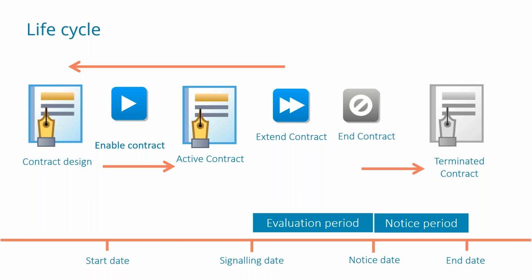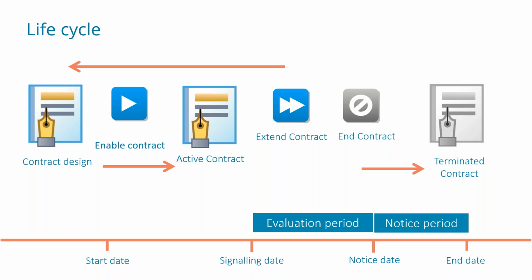So to begin with, we have our contract design that we've enabled, which is now in the active contract phase. We can then offer a signaling date where we may want to begin an evaluation period of these services. So this is prior to any notice period that we need to give the supplier, just so that we can review, look at our SLA reports and see how the supplier is servicing us.